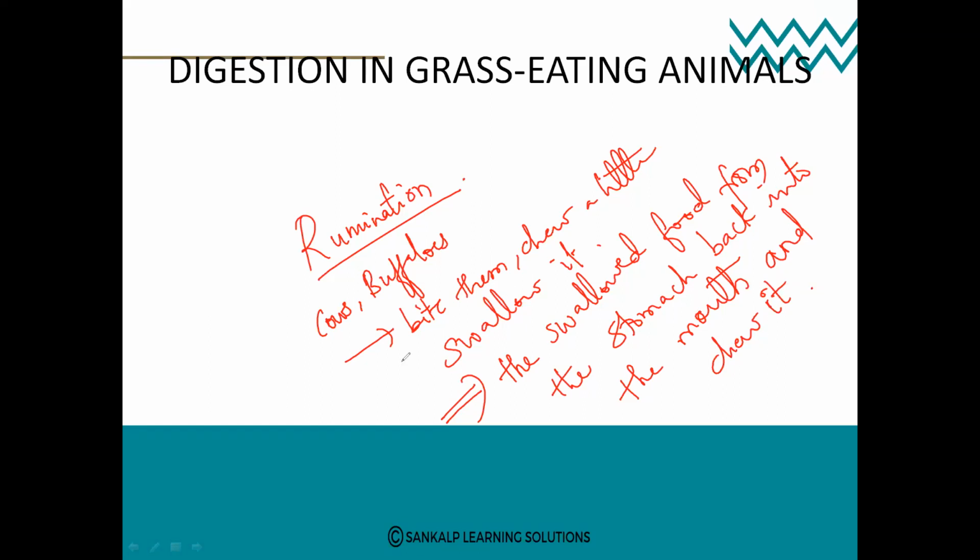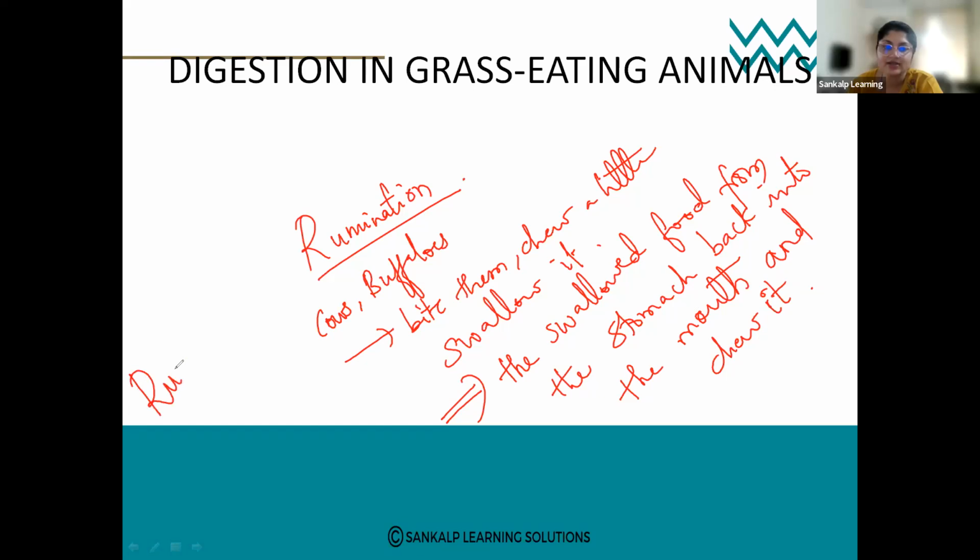These animals are called ruminants. So they have this unique property. Cows, buffaloes, goats, they bite the grass, chew a little, swallow it, and later the swallowed food is taken back from the stomach into the mouth and chewed. So this is called rumination, and the animals are called ruminants.